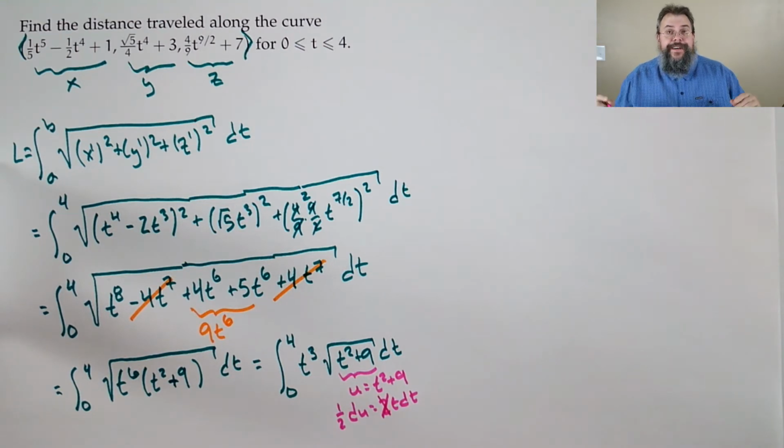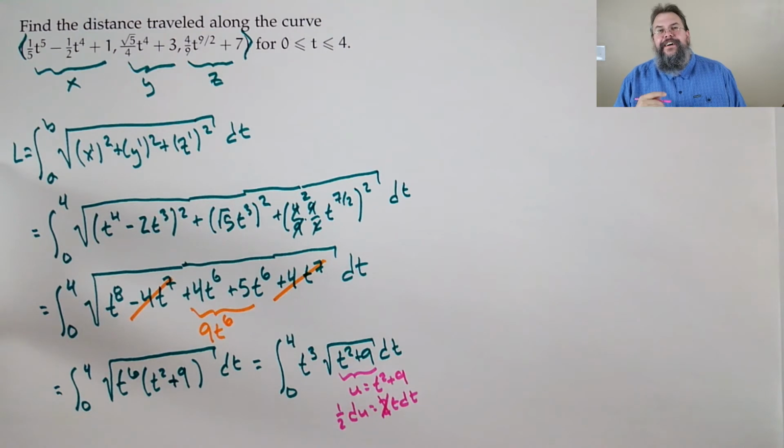And at this point, you're like, oh, we were so close. Oh, but what's happened here? That pesky t cubed. If it had just been a t, we would be okay. In fact, we would be happy. But it's a t cubed. There's 3 of them. We only want 1 of them.